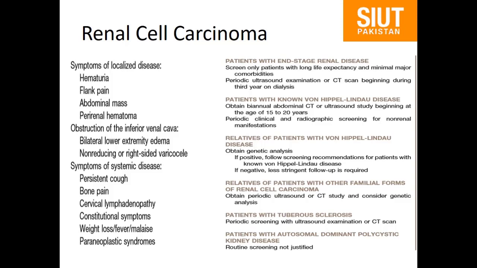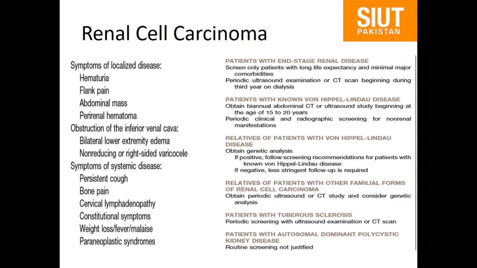Or the patient with known VHL, we know there is an association with VHL and RCC, so they should be getting biannual abdominal CT starting from the age of 15 to 20 years. And if we are talking about the relatives of these patients with VHL, we have to get the genetic analysis done, and if these mutations are positive, then we have to follow the same criteria for VHL patients.